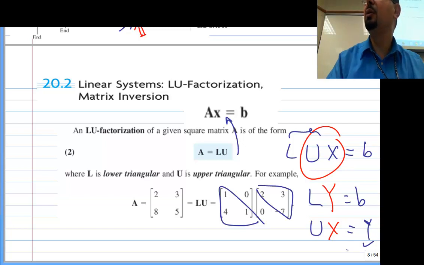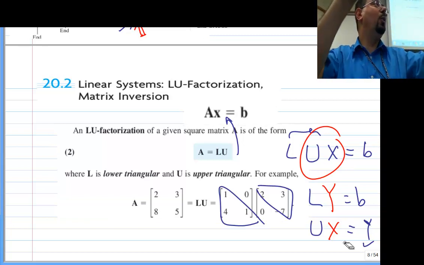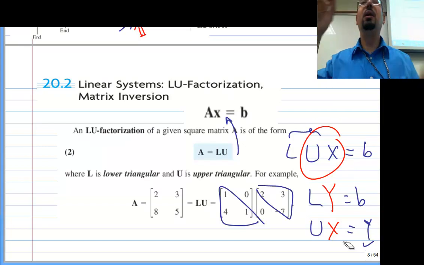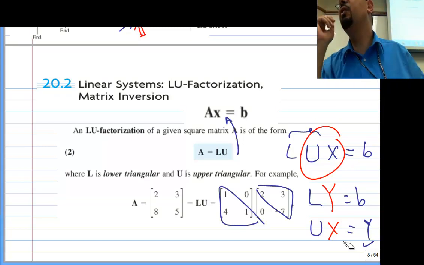Except y is known now. Can you do back substitution? Yes, and you get x. So basically, once you have the lower and upper matrices, all you need to do next is two back substitutions, and those are very quick formulas to be done. So it turned out this is actually more efficient than the Gauss. It saves on the time of the computer.